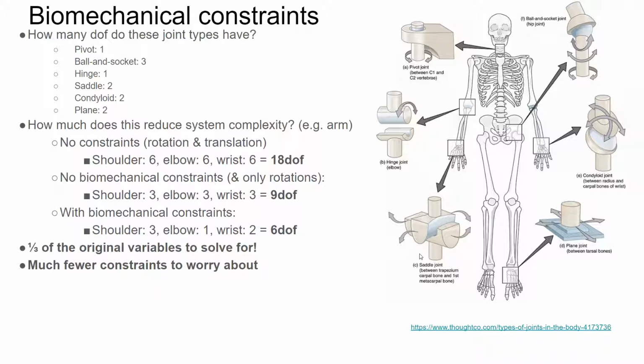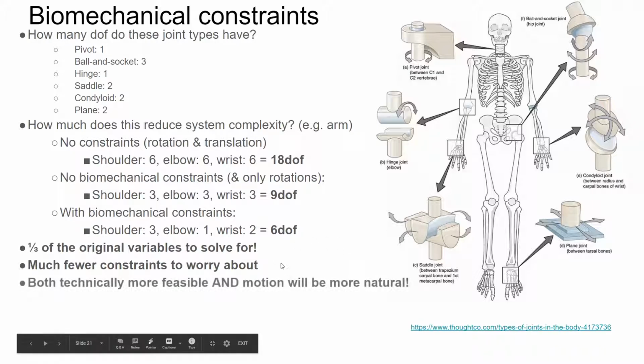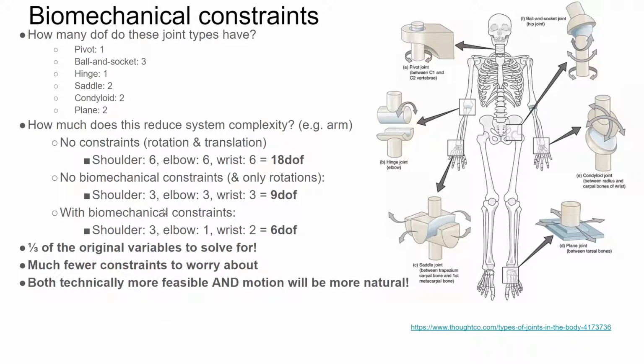So for the elbow, there is no point in calculating or even putting in our code constraints for the other 2 degrees of freedom that our elbow can't rotate, because we literally don't have to worry about that. Our elbow can only rotate one way. Also, in terms of algorithmic complexity, this will become technically more feasible, and the extra benefit is that because we're using biomechanical constraints, how our bodies actually move, these motions will also be more natural.